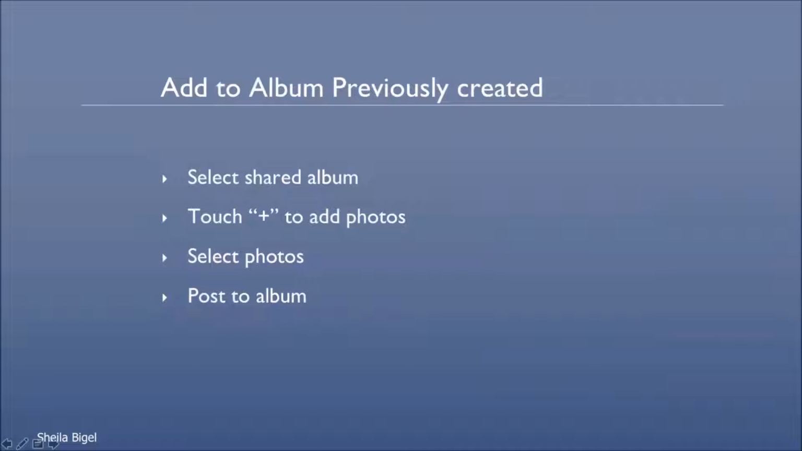And essentially, to add to an album previously created is pretty much the same way. In order to see your shared albums, you always must touch the shared button at the bottom of the Photos app. That'll bring up all your shared photos. Open the album and touch the plus sign to add photos. Select the photos and post them to the album. So that's pretty much iCloud photo sharing.